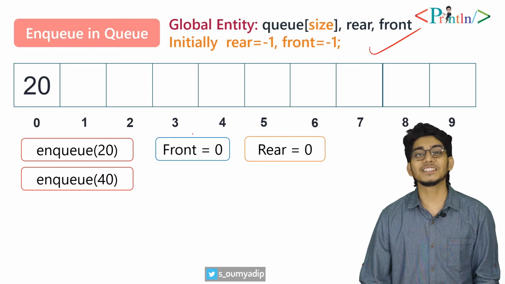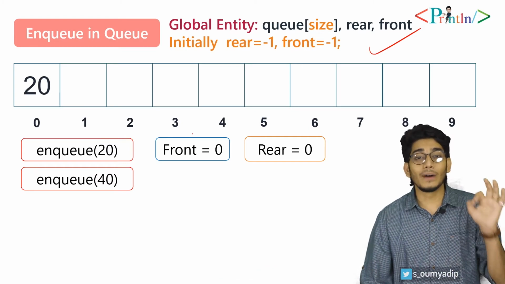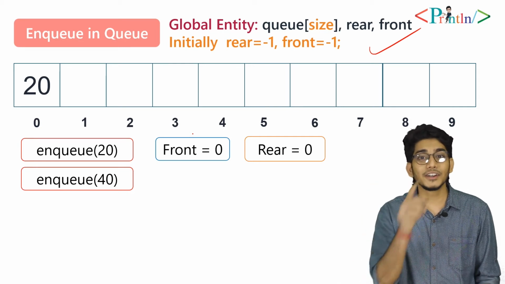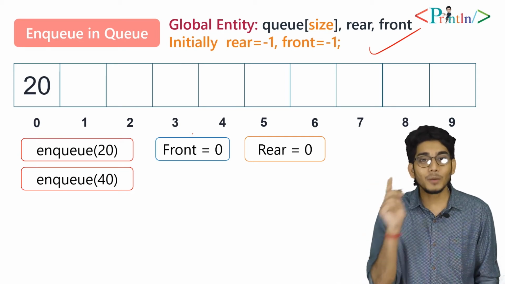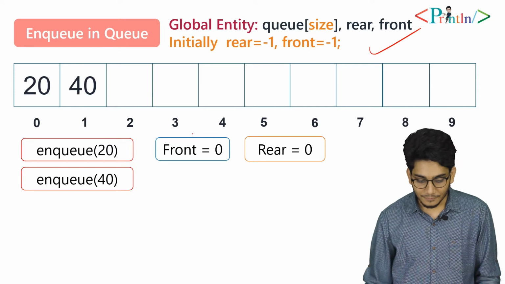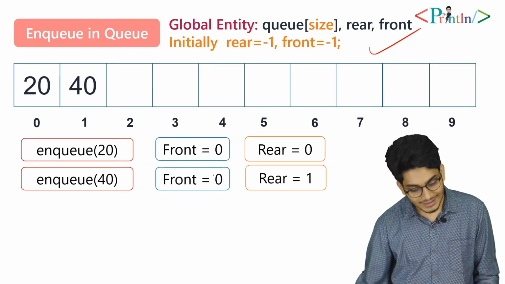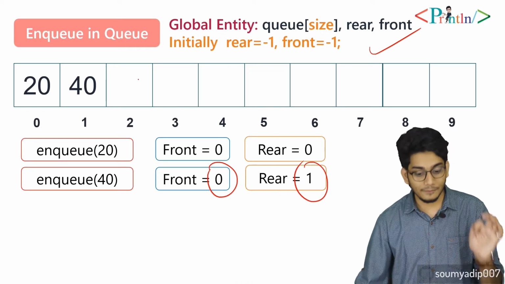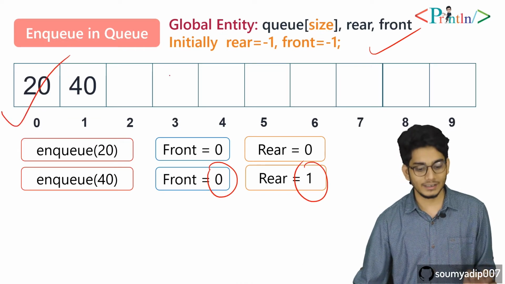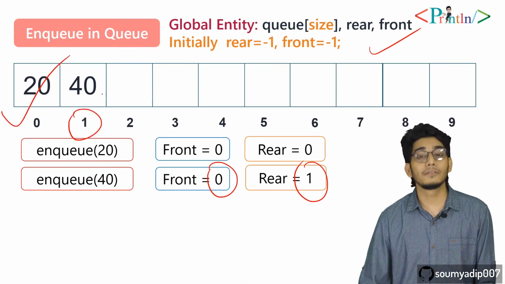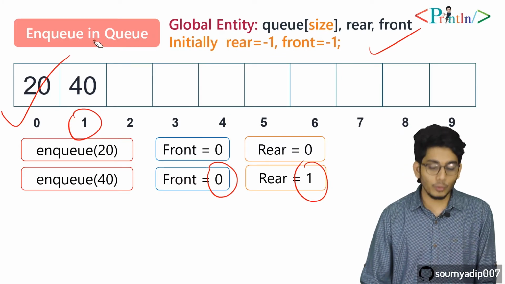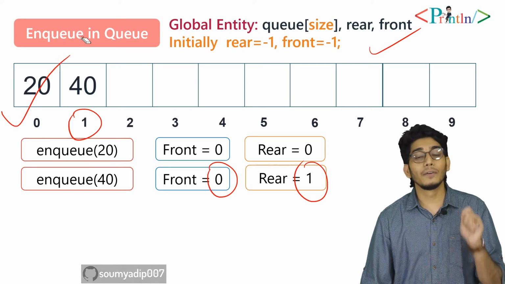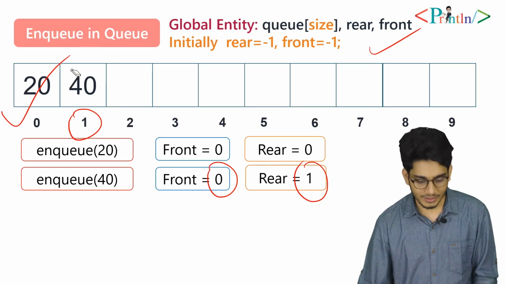Now pause this video and write in the comment section what the value of rear will be and what the value of front will be. I hope you have written your comment. So the front will still be 0 and the rear will be 1. Our front will remain here, and we'll just increment the value of the rear. We only increment the front and rear together when our queue is empty.